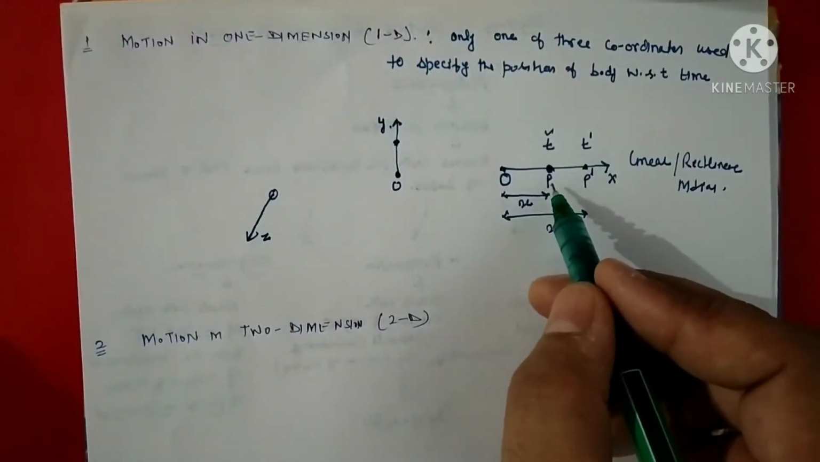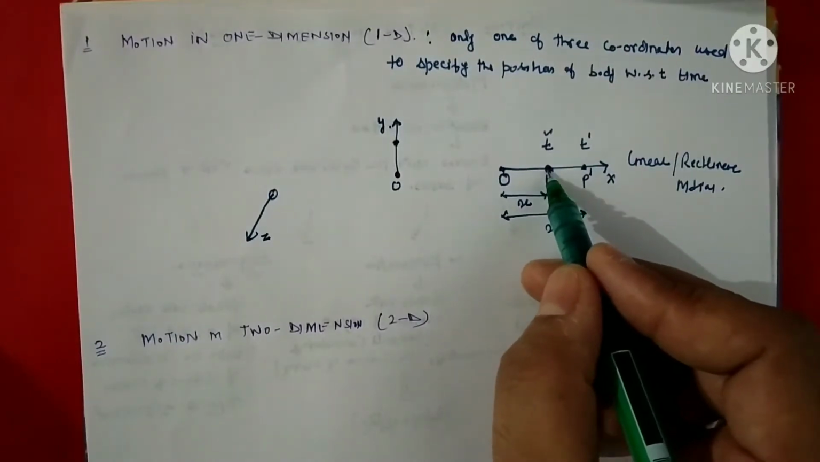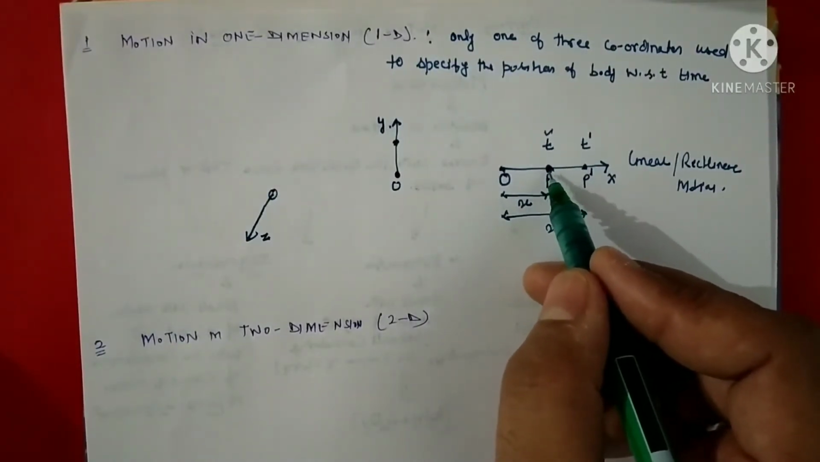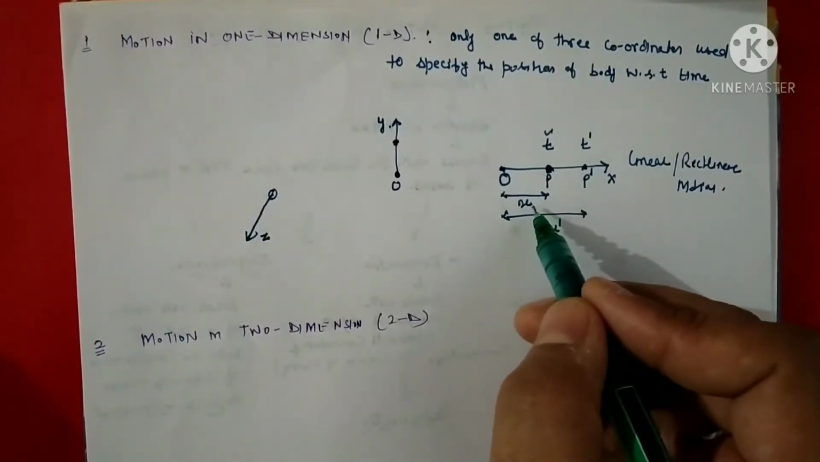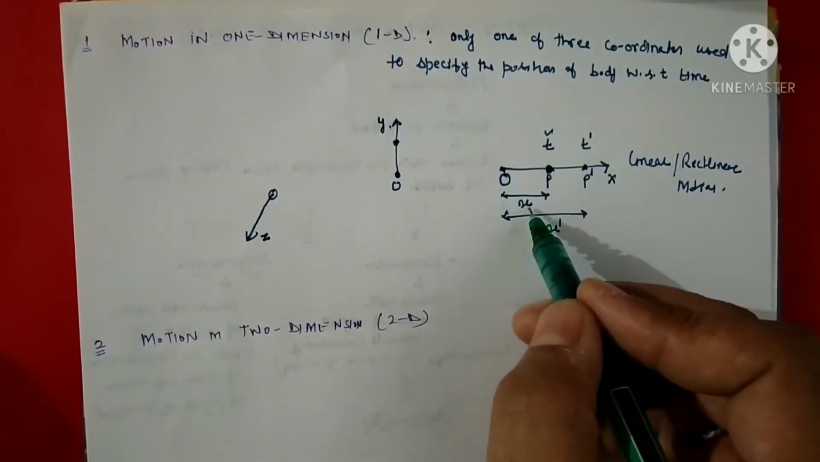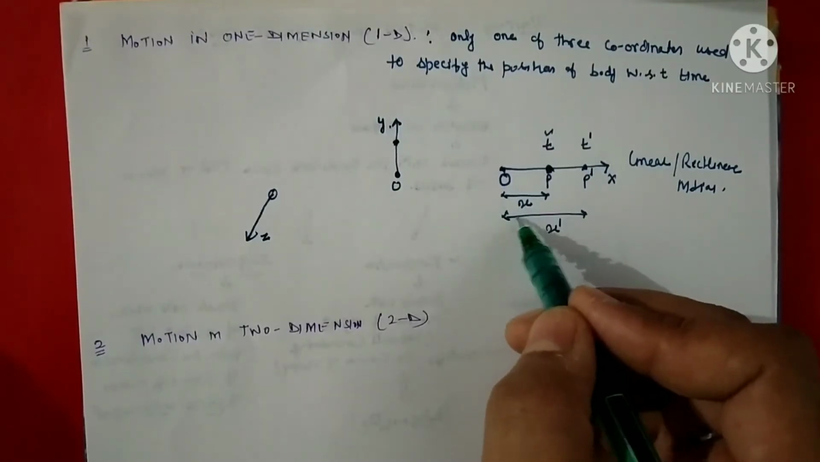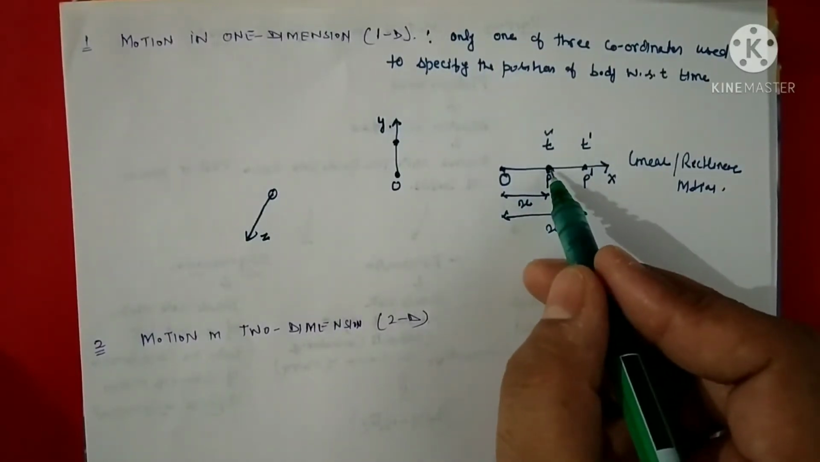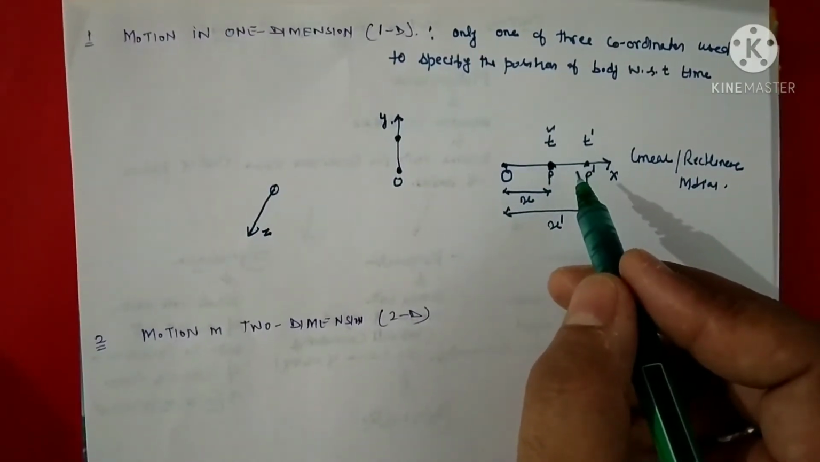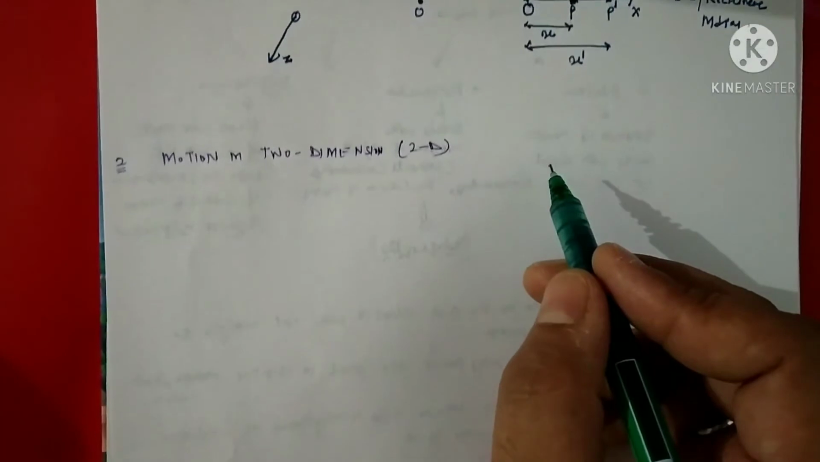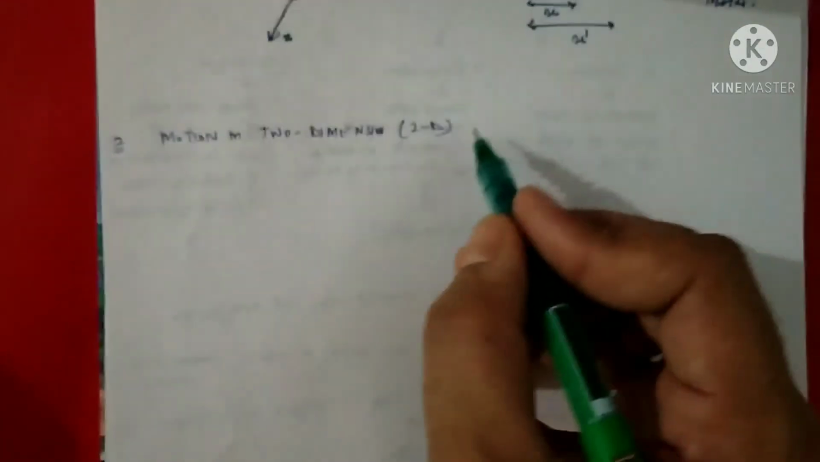Suppose the body lies at point P. The body is at rest, but then it changes its position from P to P dash. Its coordinate got changed. Earlier its coordinate was x, then it changes to x dash. So the body is said to have changed its coordinates. The body is said to be in one-dimensional motion. Clear? Second is motion in two dimensions.